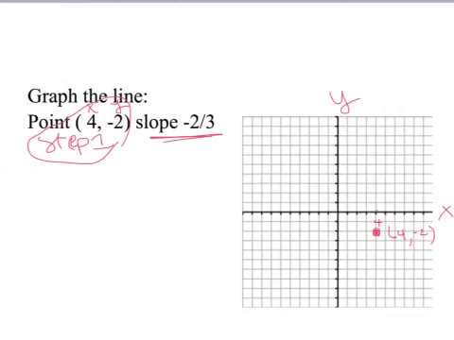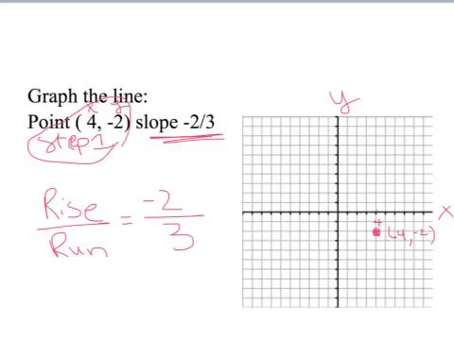So then from that point, I'm going using the slope of -2/3. So my rise is a -2, and my run is a +3. So from my point, I'm going to go down 2 points, and to the right, 3 points. And here is my new point. And again, down 2, to the right 3.